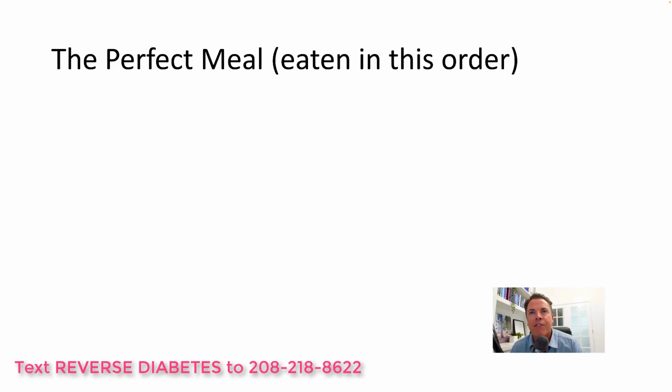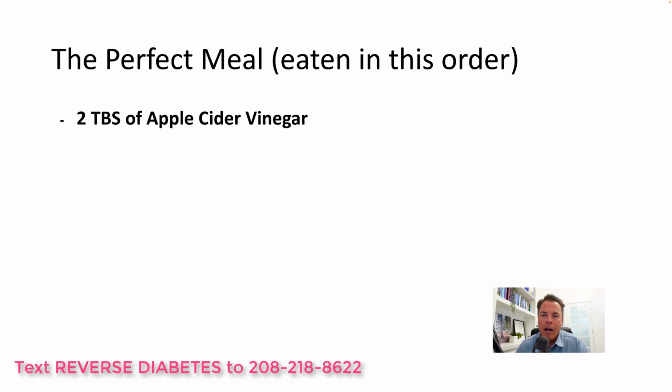So here's the perfect food, eaten in this order. I would start your meal with 2 tablespoons of apple cider vinegar. Hey, 2 tablespoons of apple cider vinegar, you can just do it as a shot. You can put it in 8 or 10 ounces of water and throw it back. You can put it in a salad dressing and have it with your salad. My preference on this is just to get it over with. Just do it like a shot, throw it back, be done.